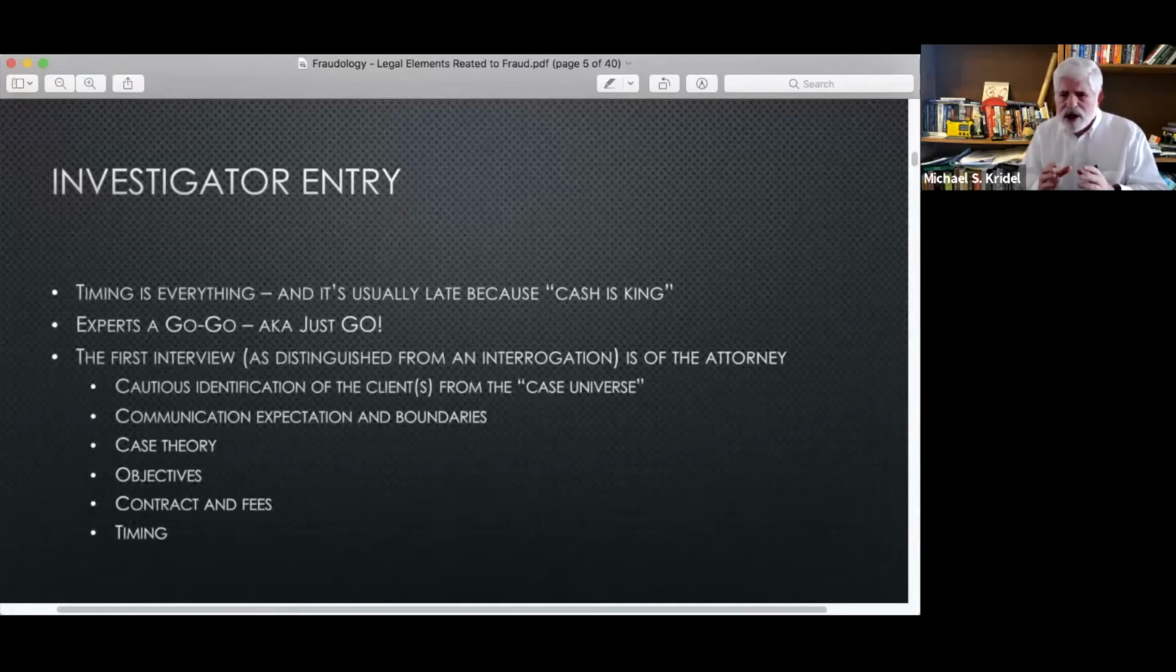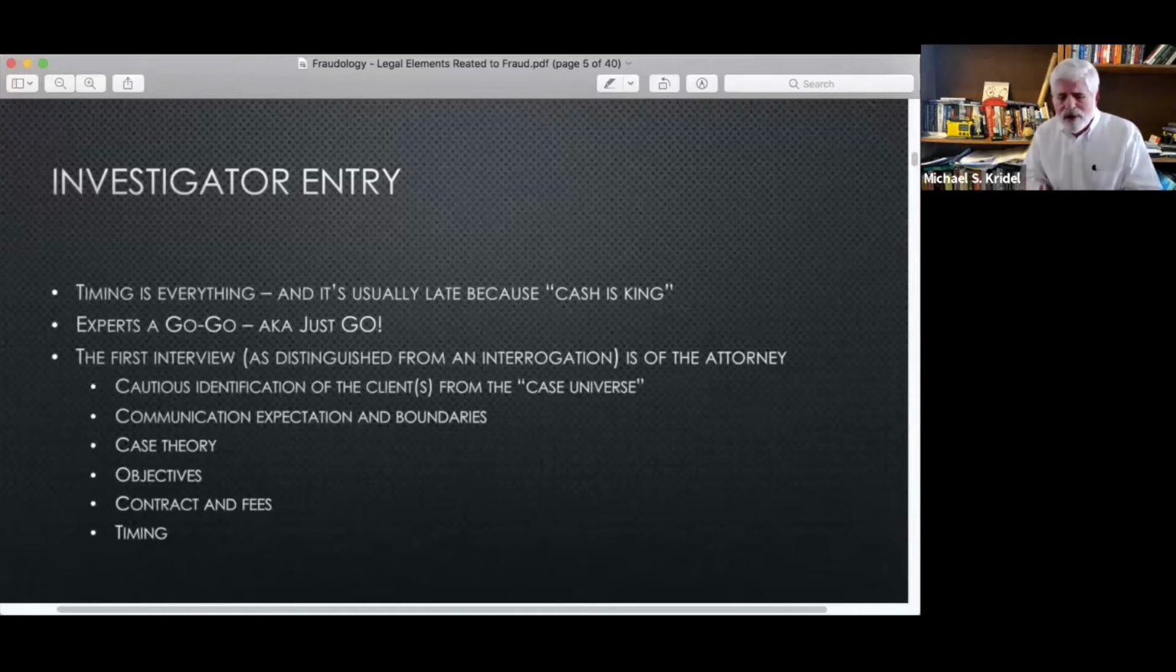Managing client expectations through effective communication and establishing appropriate communication boundaries not only helps the client feel more comfortable with the expert as well as the entire professional team, but also maintains the concept of privilege and confidentiality as it may be established in whatever jurisdiction you are working in and whatever level of court you are going to be trying a case in.